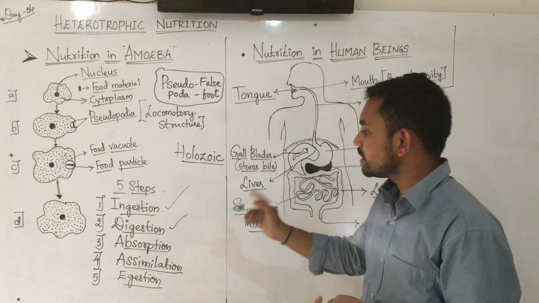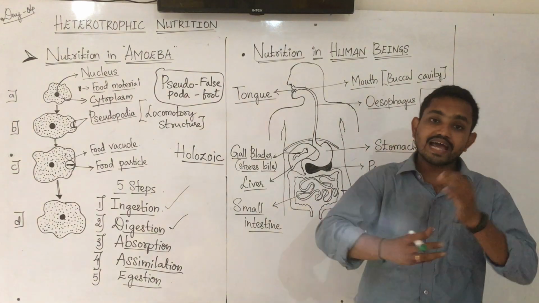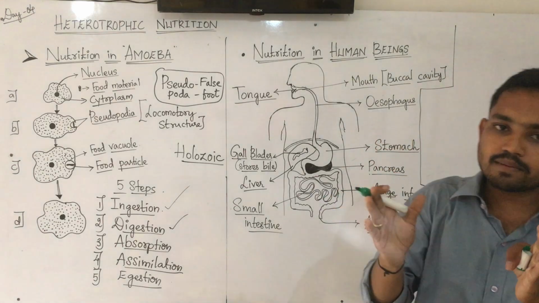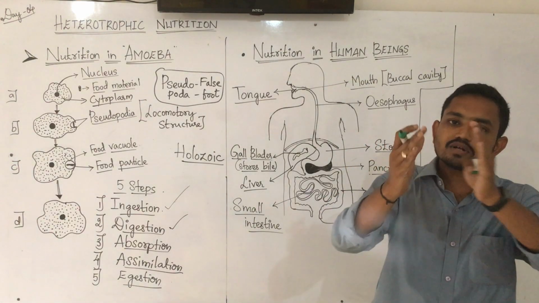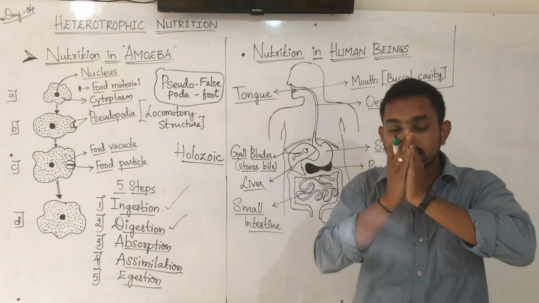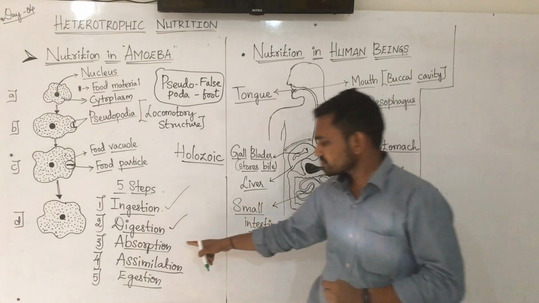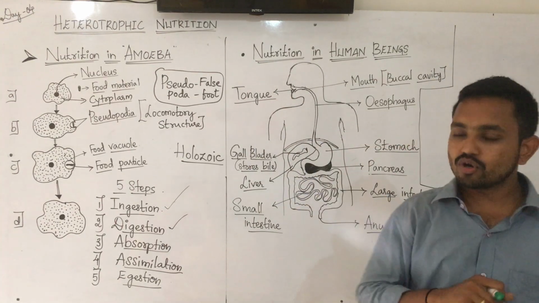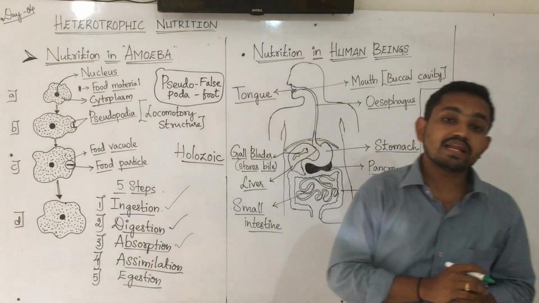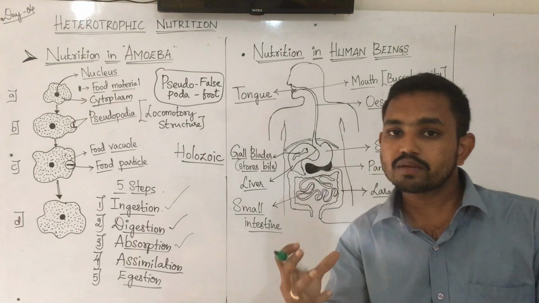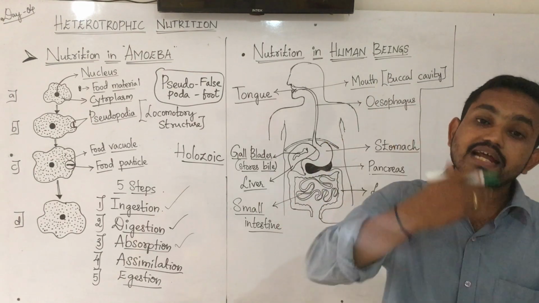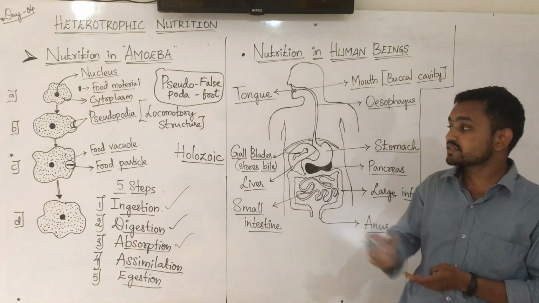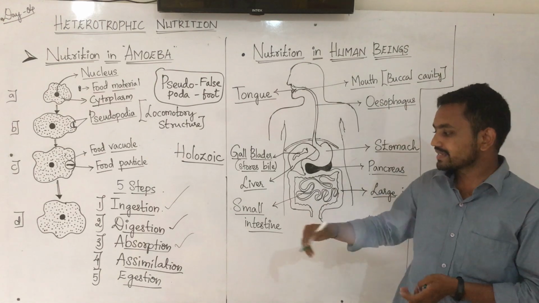Next, the third process is absorption. The digestion process takes place inside the food vacuole, and after digestion the digested food and the undigested food get separated. Whatever digested food is there is completely absorbed by the vacuole. Next, the fourth is assimilation: the absorbed digested food is utilized by important cell structures like cytoplasm, nucleus, etc.